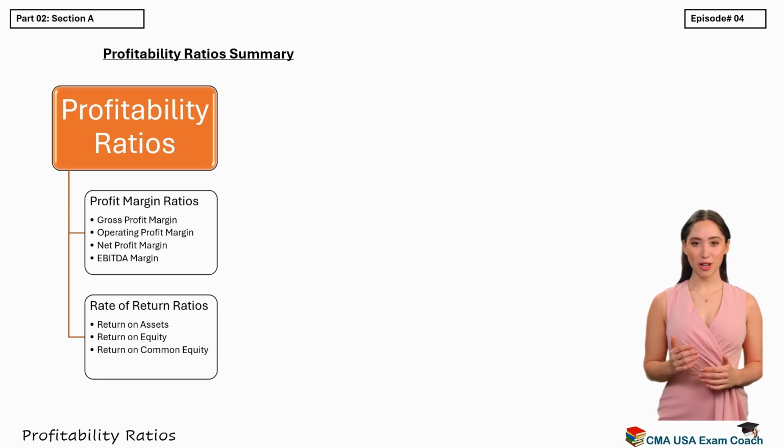EBITDA margin ratio, which reflects the percentage of revenue remaining after accounting for operating expenses, excluding depreciation, amortization, interest, and taxes. Return on assets, or ROA, which measures how efficiently assets are used to generate profit. Return on equity, or ROE, which shows how effectively shareholders' equity is used to generate profit. Return on common equity, or ROCE, which focuses on the return to common shareholders after paying preferred dividends. These ratios provide valuable insights into a company's profitability, operational efficiency, and how well it creates value for its investors.